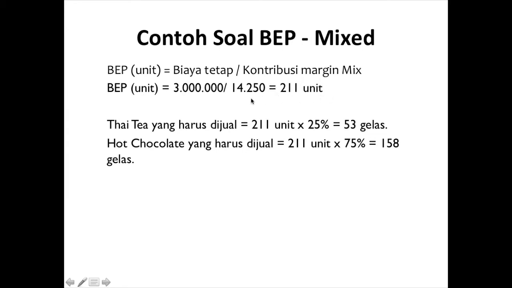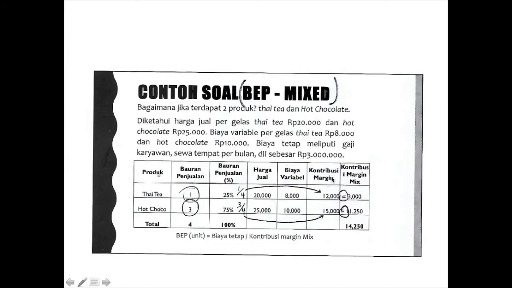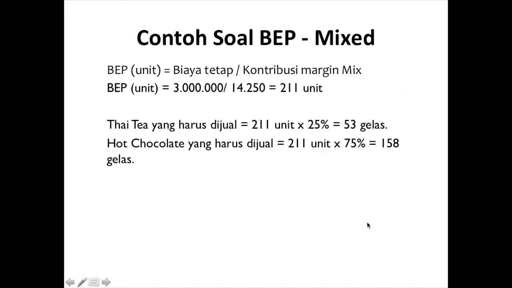Is the fixed cost 3 million per month divided by the contribution margin mix, which is 14,250? Okay, this is how you get it right there. If you keep track, you then get 211 units. You do not stop there. You still have to further calculate for Thai tea.